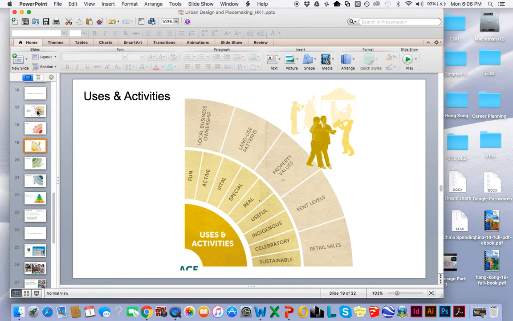And then once you've thought about these different elements, you can think to yourself, well, how would I describe this space? And the superlatives that you'd use to describe a successful space might include vital, active, celebratory, or perhaps sustainable, because there's a mix of land use patterns, a mix of property values and rental levels. So that's the uses and activities element.